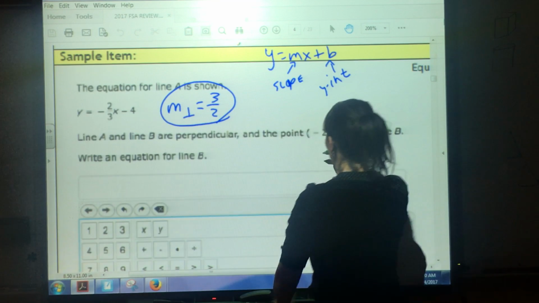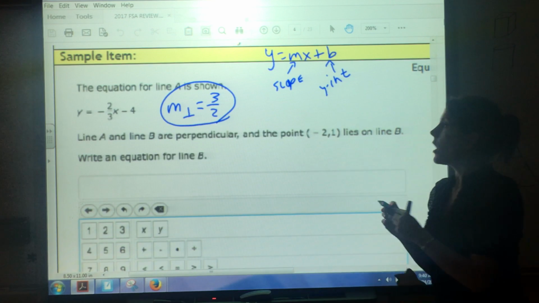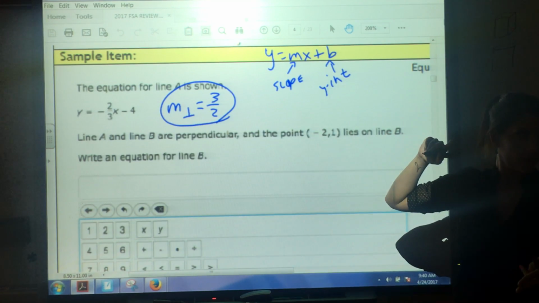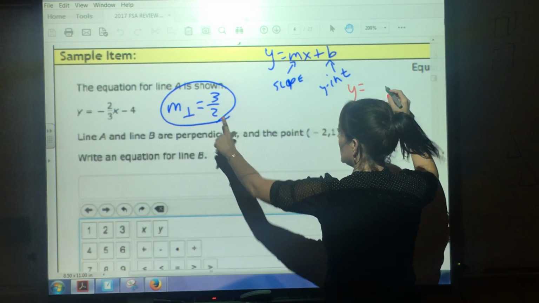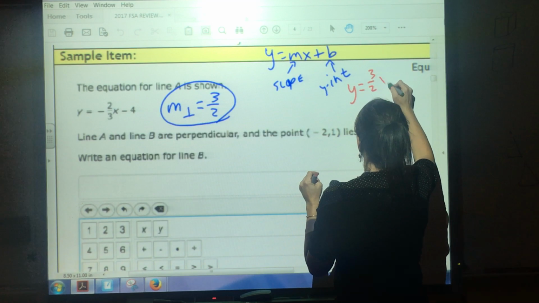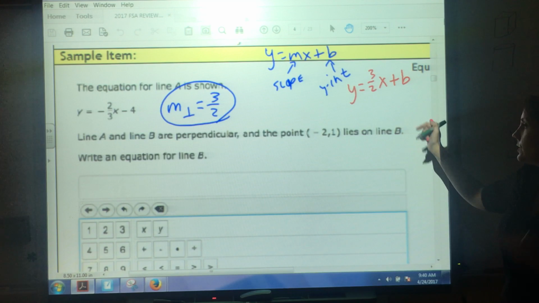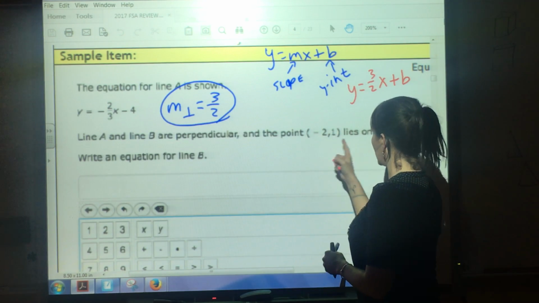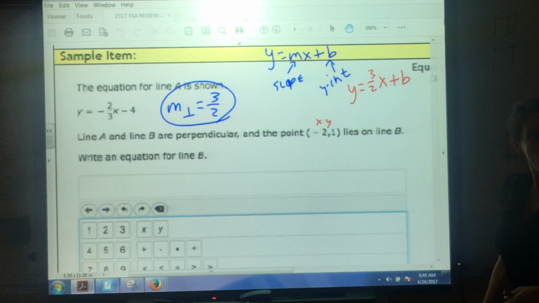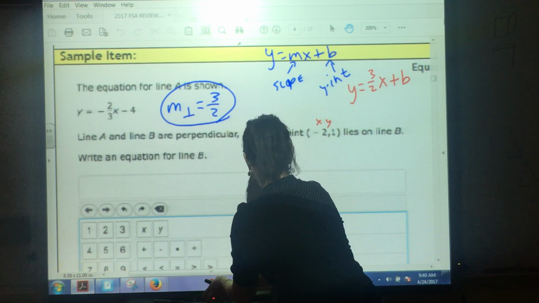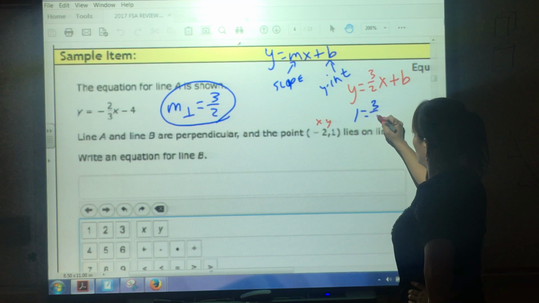Now, because it is telling us that this point lies on the line, our y-intercept is going to matter. So I'm going to start making this equation. Y is equal to 3/2x plus b. This is going to matter. I'm going to plug in -2 and 1 for x and y into this equation. When we do that, we'll be able to solve for b. Where I see y, I put 1.